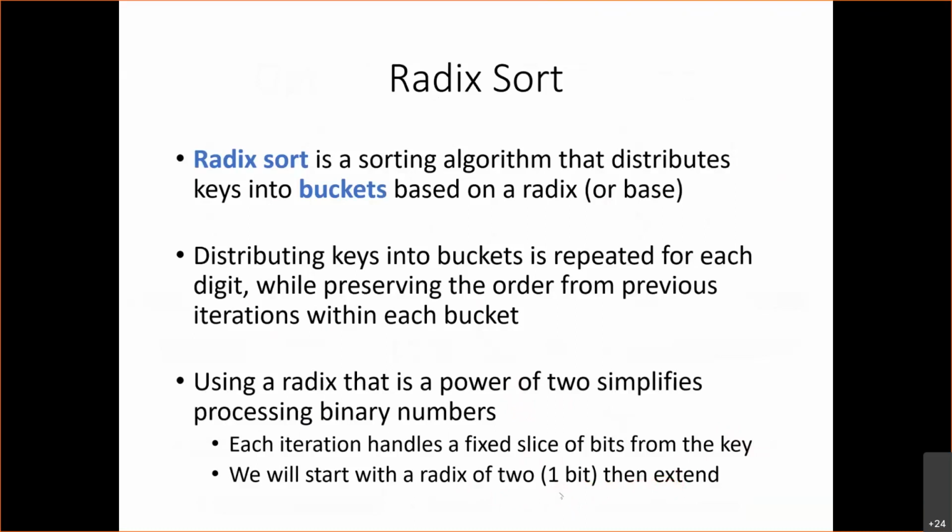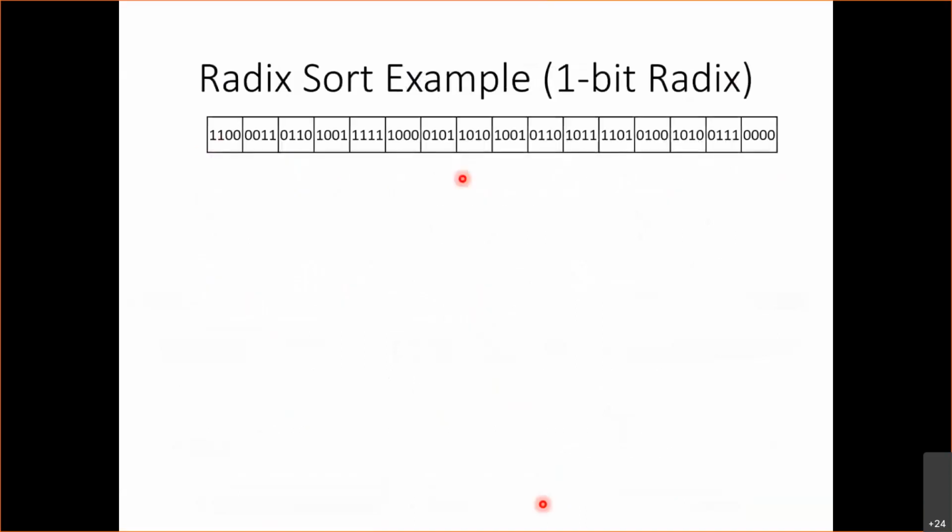Okay, so let's get started. If I have this array over here, and what I would like to do is sort this array. Then what we would need to do is divide this array into bits and iterate over the bits 1 bit at a time because we're using a 1 bit radix. And every iteration, what we will do is divide our inputs into buckets based on our radix.